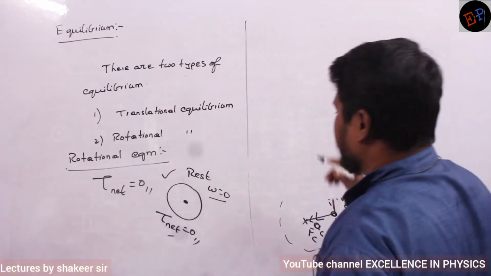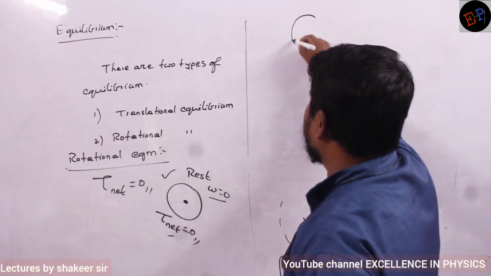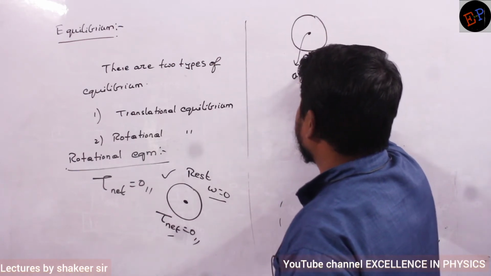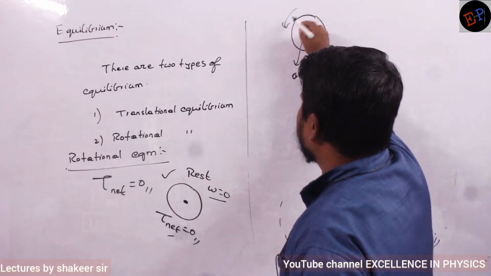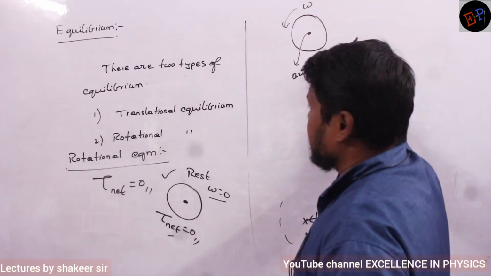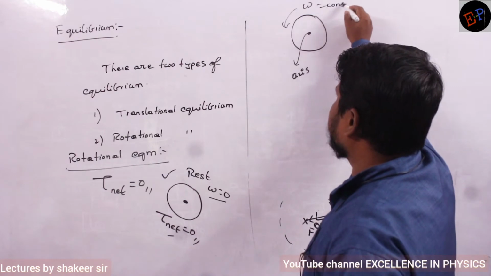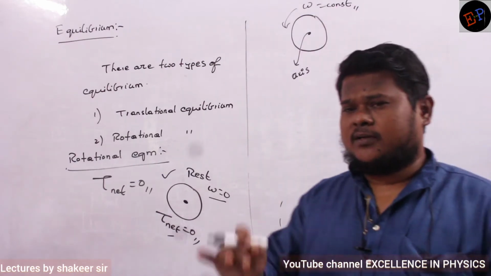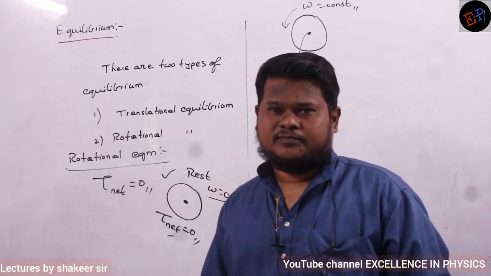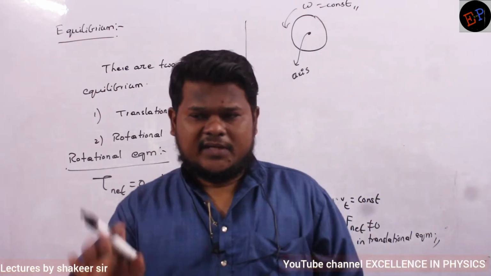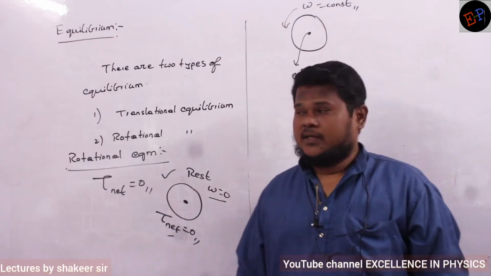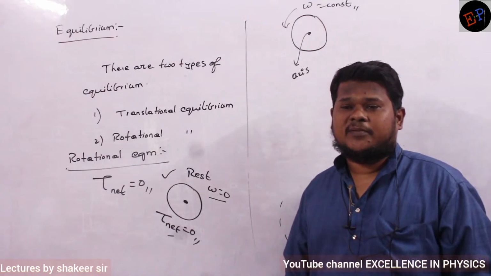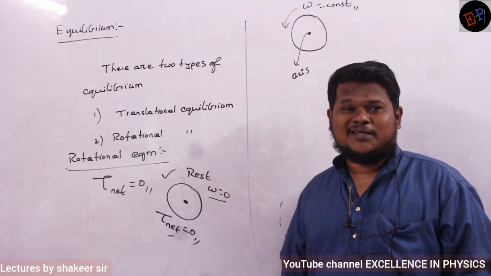Next, see one more case. Let us take the same disc. This is the axis of rotation, and now it is rotating with an angular velocity of omega, and omega is a constant. It is rotating with the same angular velocity. Angular velocity is a constant. Now can you say, is it in rotational equilibrium or not?